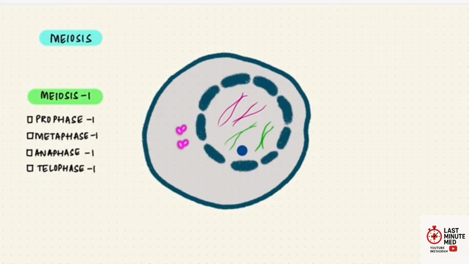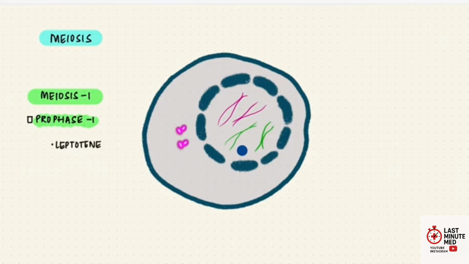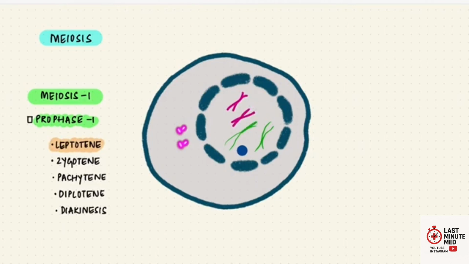So we start off with prophase 1, and now is when it starts to get different. Prophase 1 in meiosis is longer, and it's got substages: leptotene, zygotene, pachytene, diplotene, and diakinesis. Leptotene is like the prophase of mitosis, where the chromatids start to condense, but they're still not clearly visible. So they go from being fine and thread-like to becoming shorter and thicker.